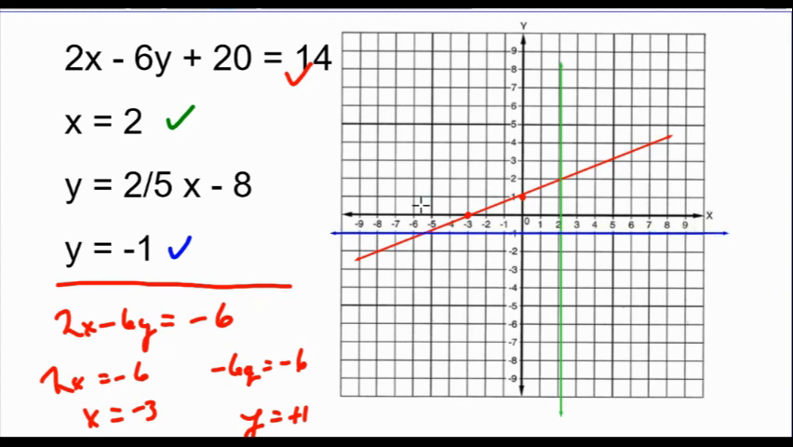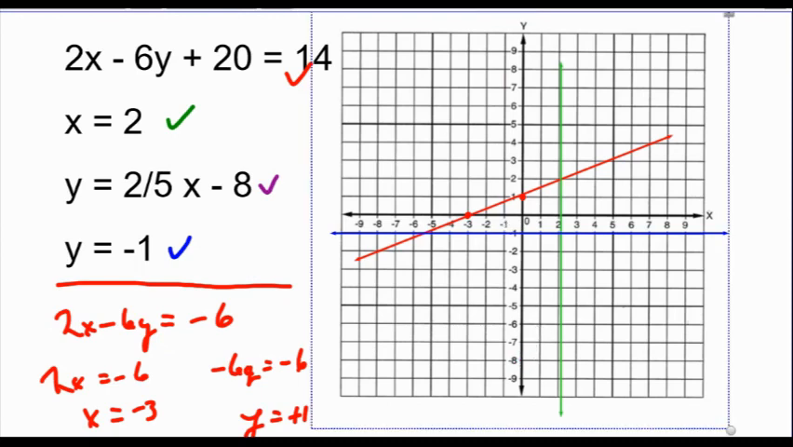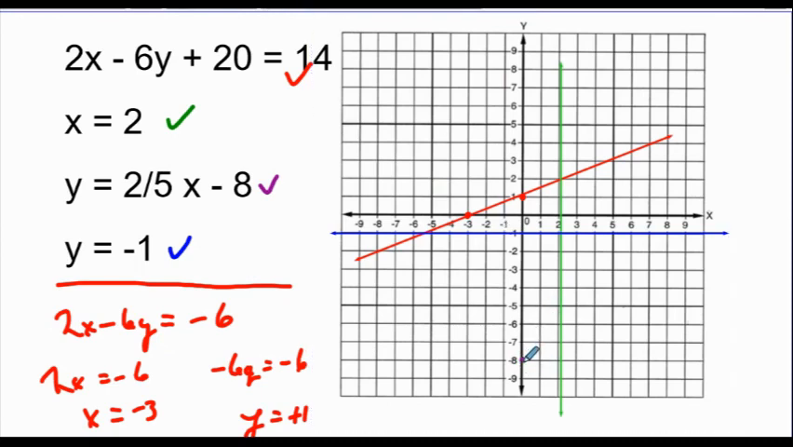Okay, and now I have one more to do, and this one's in slope-intercept form, and I'll do that one in purple. Let's pick our purple. So I'm going to start at -8. Oops, start at -8, and it's going to go up 2/5, up to 1, 2, 3, 4, 5. And now I can draw that one.